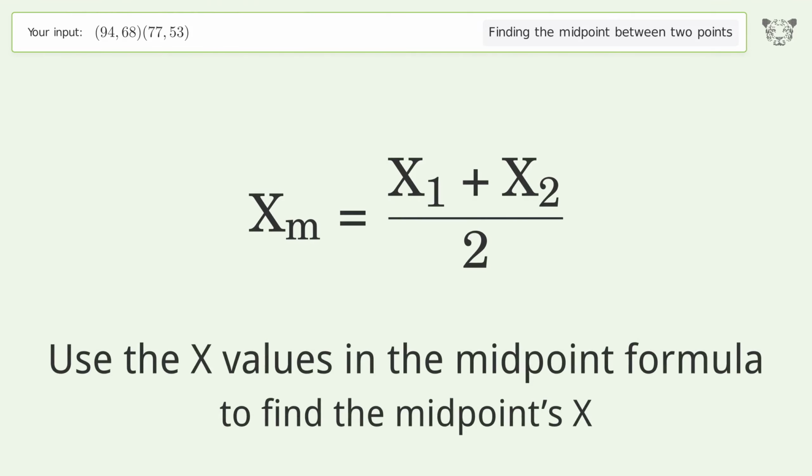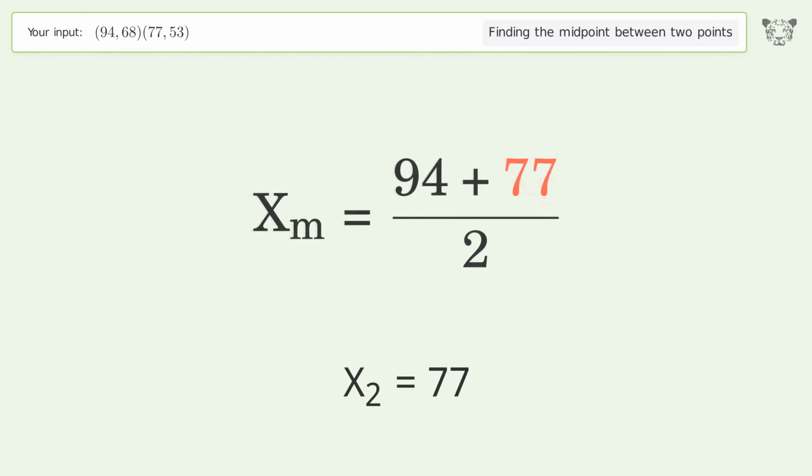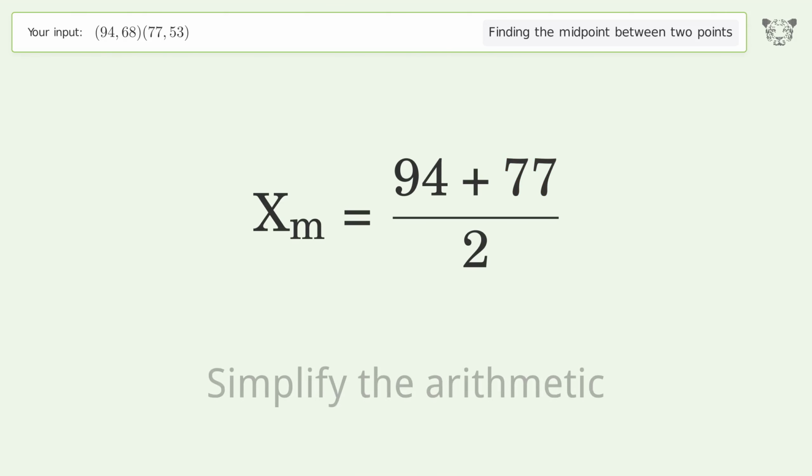Use the x values in the midpoint formula to find the midpoint's x. x1 equals 94. x2 equals 77. Simplify the arithmetic.